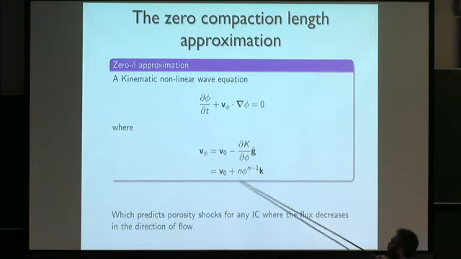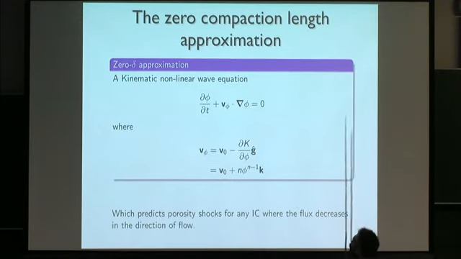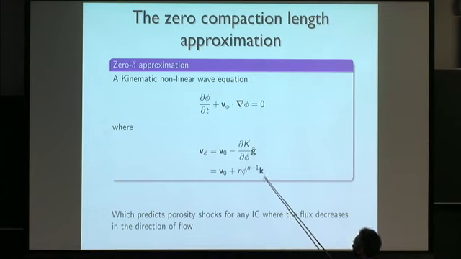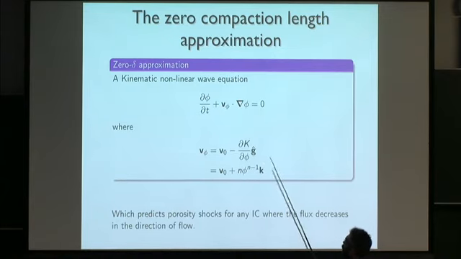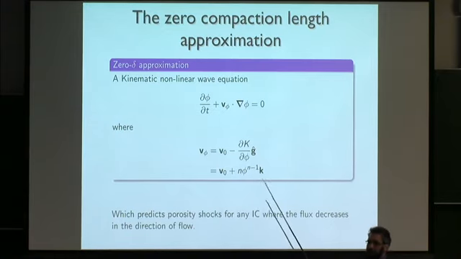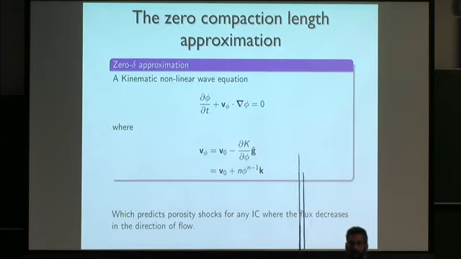And so you can go back to Whitham anywhere you want. This thing says any place I have the flux decreasing in the direction of flow, going from high porosity to low porosity, this thing will predict shock waves. If it's going the other way, it would get rarefaction waves.